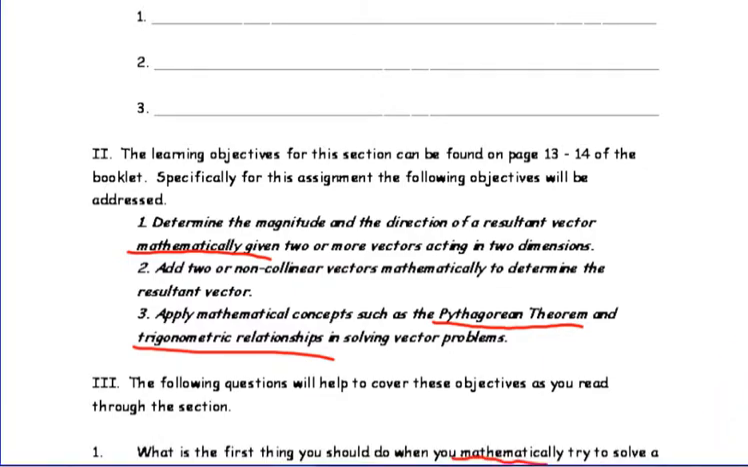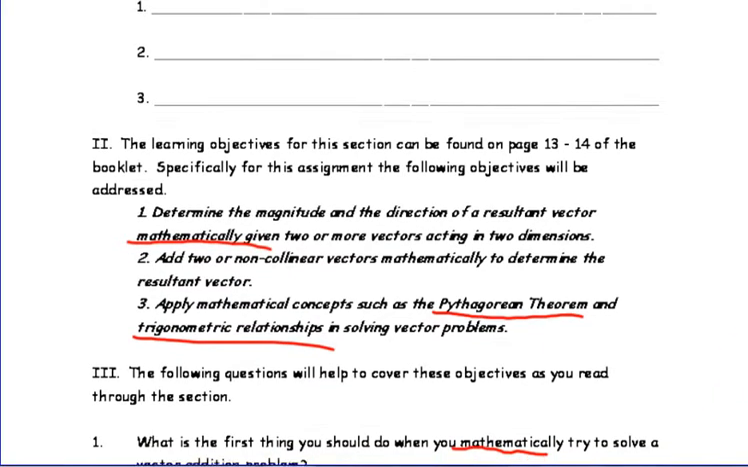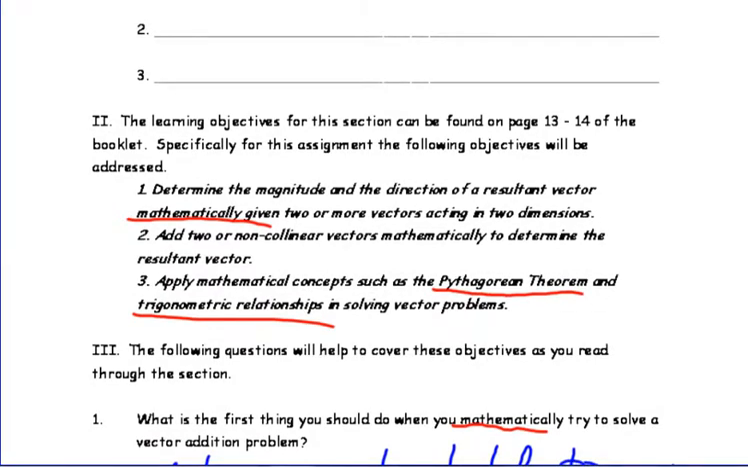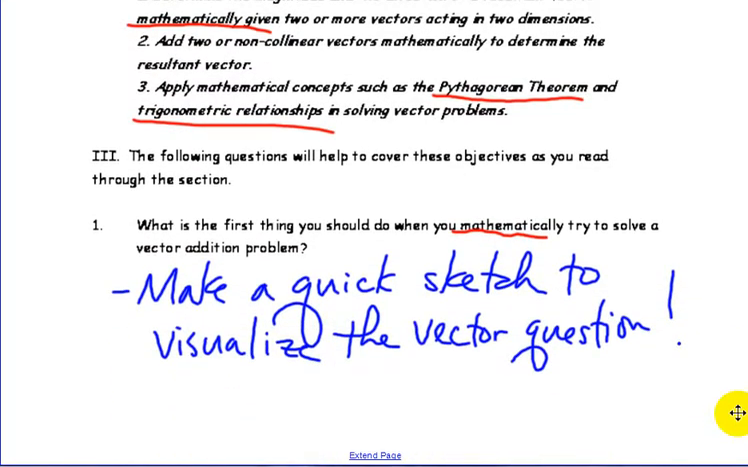Okay, so number one, what is the first thing you should do when you mathematically try to solve a vector addition problem? Even though we're not measuring things or making a scale diagram, you should make a quick sketch to visualize what the vector question is asking you. It's a good thing to have a visual there, and then you can apply the mathematical relationships.